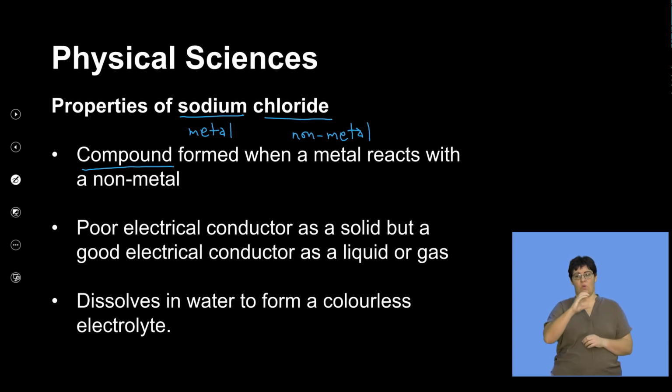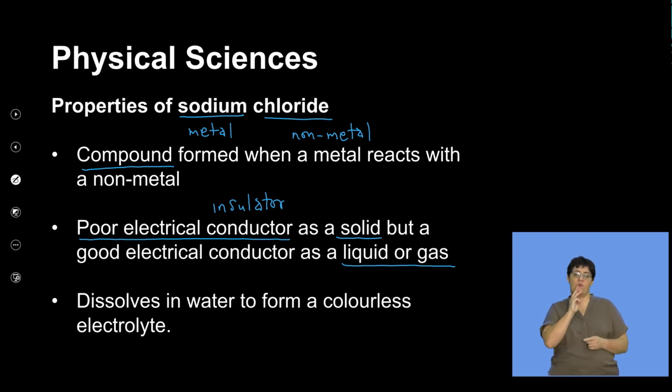It is a poor electrical conductor. If something is a poor electrical conductor, we are saying it is an insulator, okay? Sodium chloride is an insulator as a solid. Why? Because it consists of ions, but if these ions are not moving, then electric charge cannot be transferred through it. In other words, it becomes a good electrical conductor in a fluid, which is a liquid or a gas. So that's the whole idea about sodium chloride.